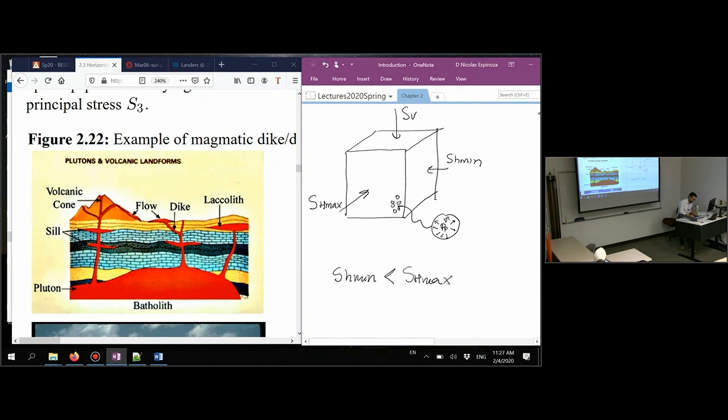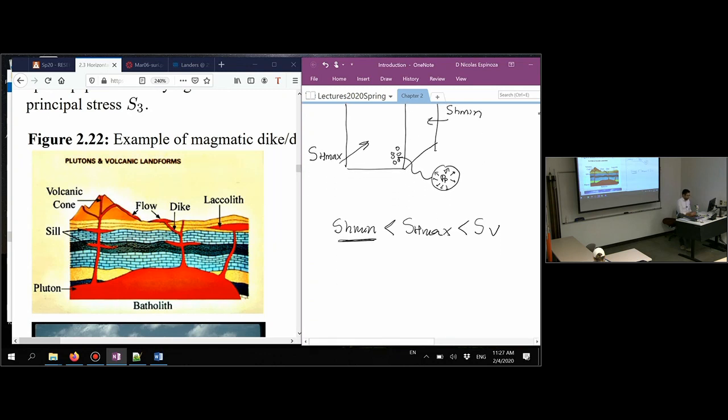But that's going to be just in the condition in which this inequality holds, which means that the minimum principal stress is the horizontal stress. And sometimes that might not be the case. For example, in this location where apparently that dike is not propagating vertically but horizontally, we could have a reversal of stresses, and in this condition the minimum principal stress is going to be the vertical stress.